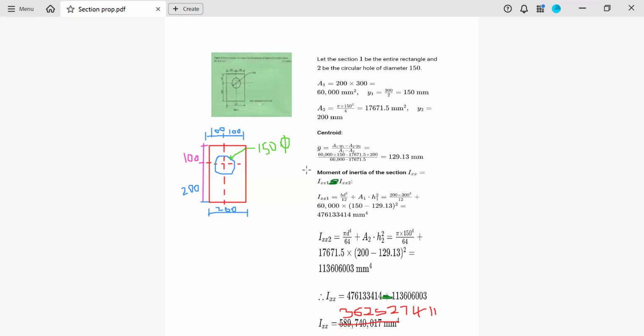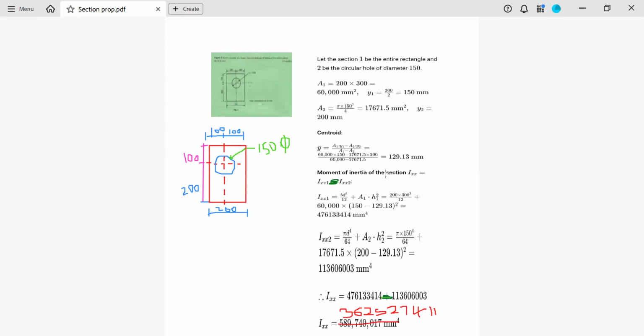Now for us to compute centroid, we shall take area 1, multiply by y1, and subtract, because we take this circle as a whole. Because it's an opening, we subtract. It will be area 1 times y1 minus area 2 times y2, divided by A1 minus A2. So if we substitute, we shall find the value of y, or the centroid of this particular figure, is 129.13 millimeter from the bottommost line.